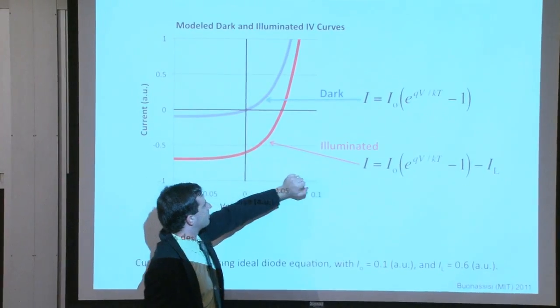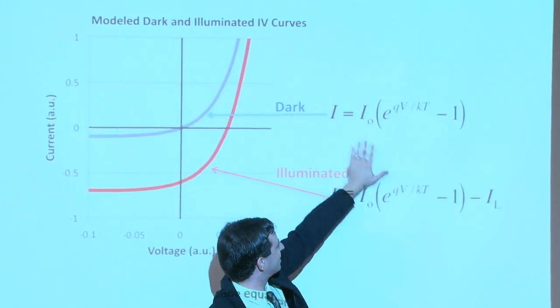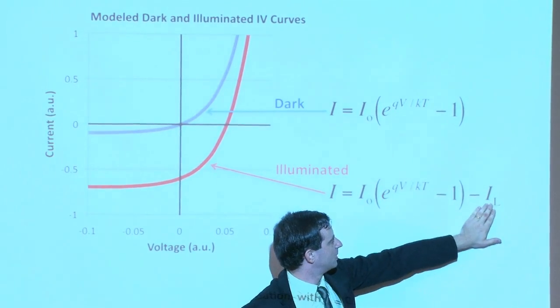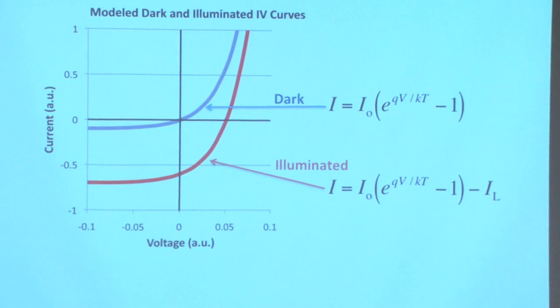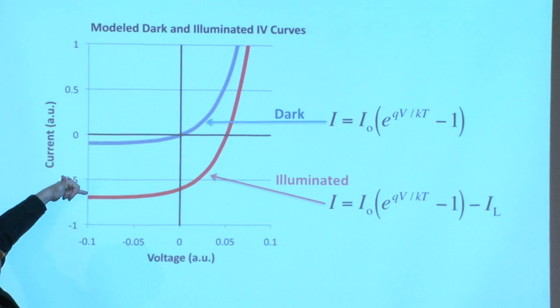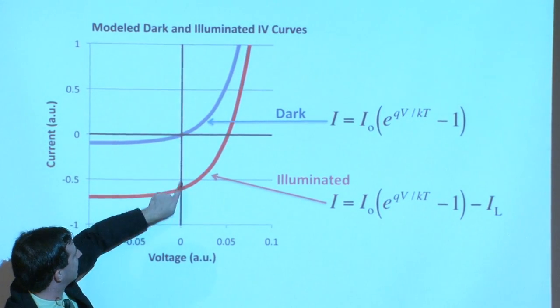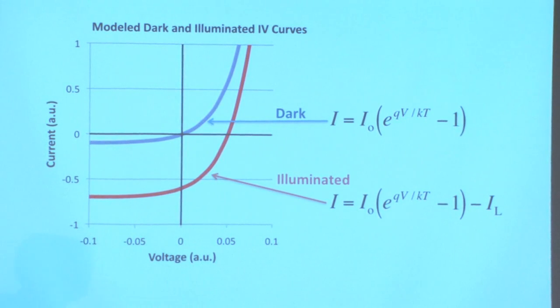The illuminated IV curve is, to first order, just your dark IV curve with a superposition, which we call the illumination current, I sub L. And that's what shifts our entire curve down by this I sub L right here. So this I sub L, that one right there, or that one right there. Kind of cool.